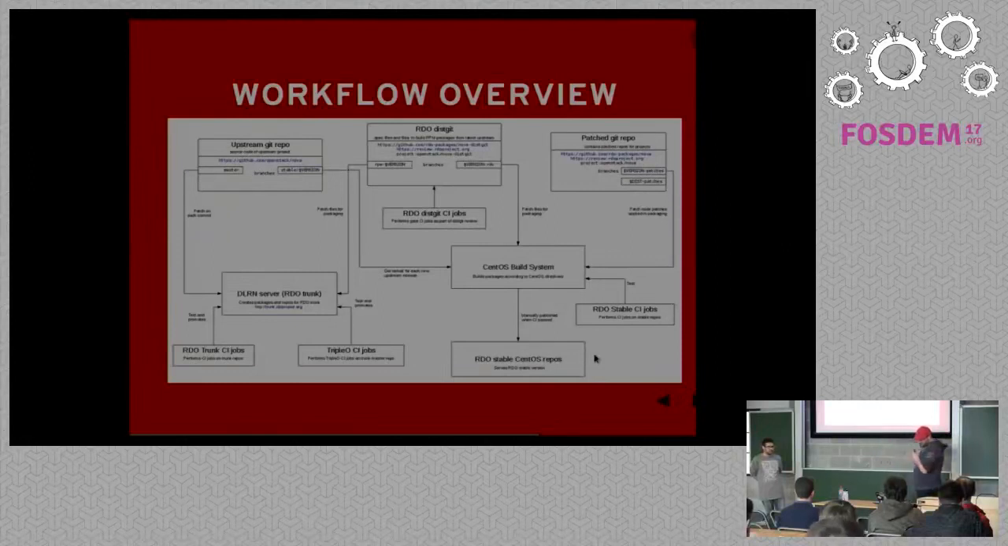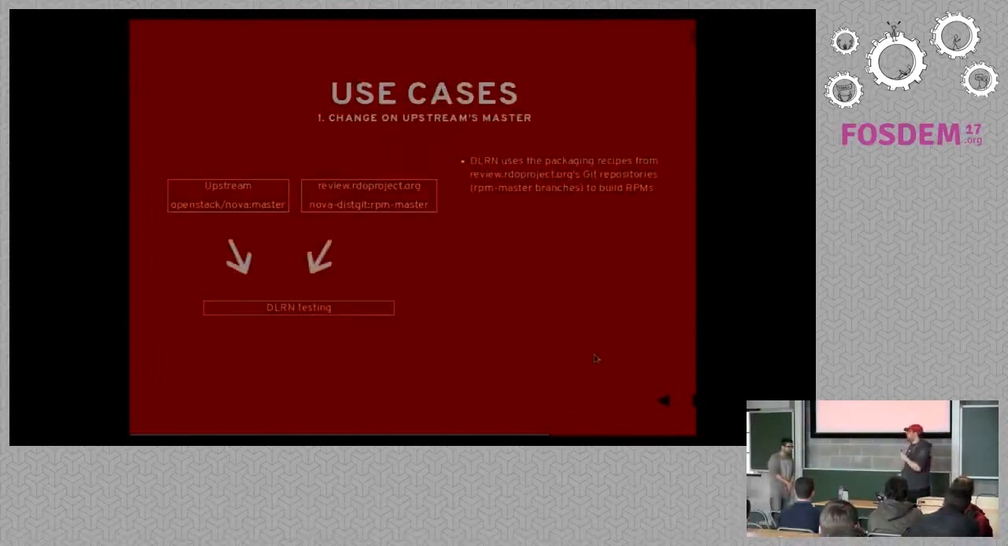But basically what I want you to remember from that is that we're going to use 3 different kinds of repositories. We're going to work with upstream, with the RDO dist-git, which is the spec files repository, and also a repository for patches that we're going to include in the dist-git. And I will let Heikel talk to you about the use cases that we cover with this architecture.